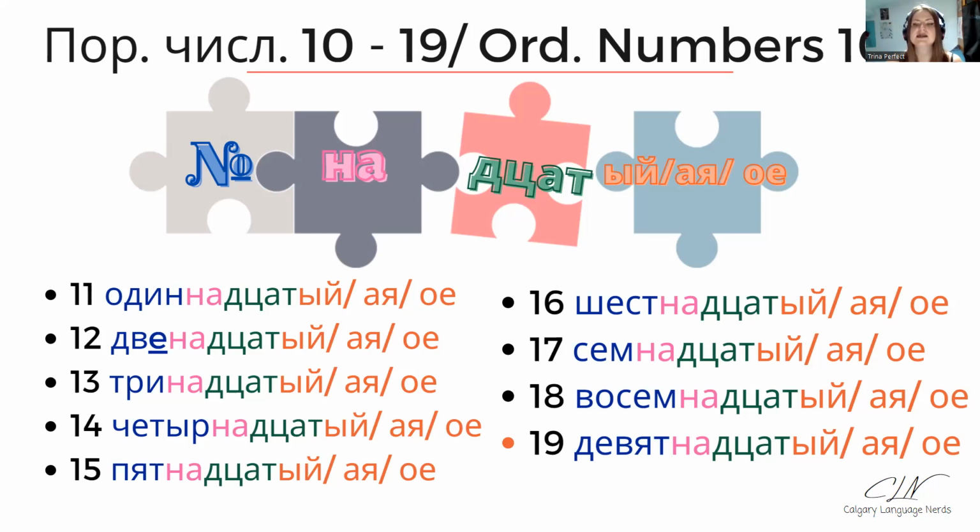16th, 17th, 18th, 19th. And let's do all of them in neutral, like we would do with dates, for example. So let's go. 11, 12, 13, 14, 15, 16, 17, 18 и 19.